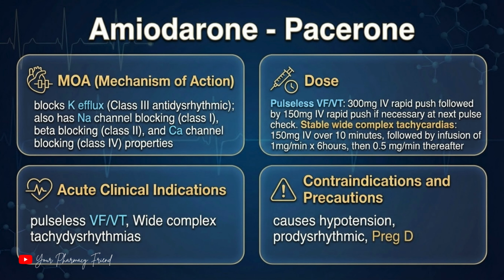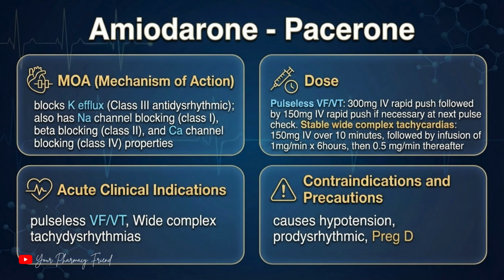One important adverse effect associated with intravenous amiodarone is hypotension, which may occur due to vasodilation and myocardial depression. Amiodarone also has pro-dysrhythmic potential, meaning that in some cases it may actually induce or worsen arrhythmias, particularly in patients with underlying cardiac conduction abnormalities. For this reason, it should always be administered under close cardiac monitoring.